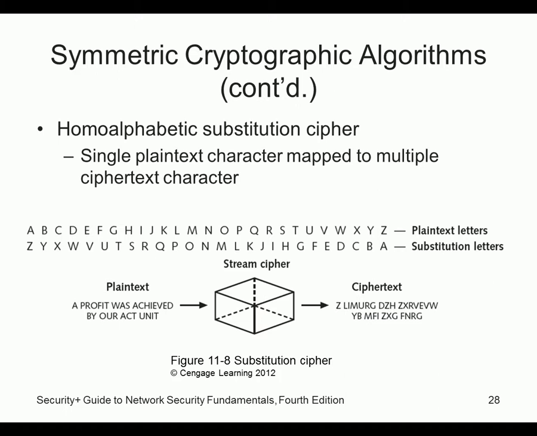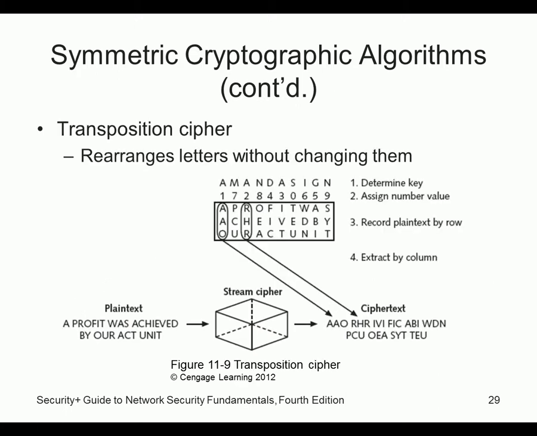Here we go. Polyalphabetic. It's a single plaintext character mapped to multiple ciphertext characters. Why are they calling it that? It's polyalphabetic. Well, all right. Either way. Now we can also do transposition.